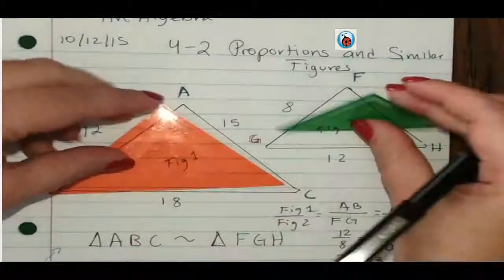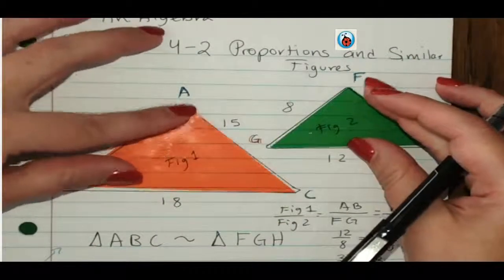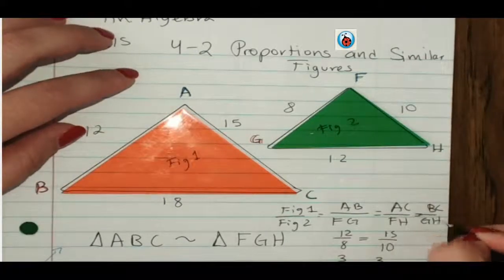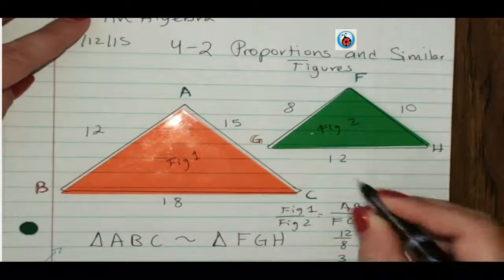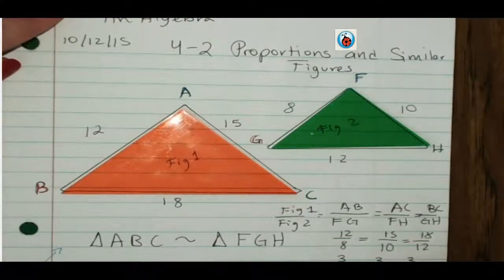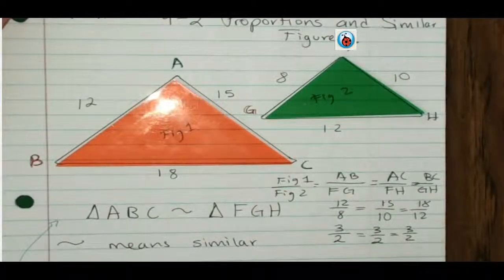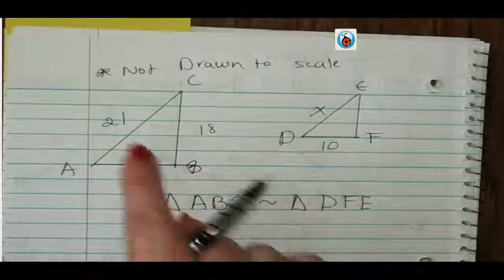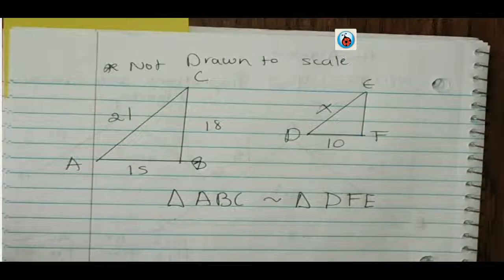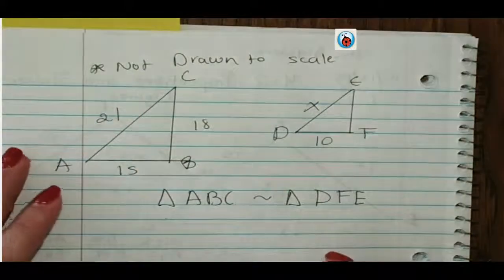Now we're missing a side. We could say that this should also equal BC and GH. And let's try that. BC is 18, GH is 12. This simplifies to 3 over 2. Do you see how their proportion is equal? My figure is not drawn to scale. I drew it. I didn't measure it. So without guiding our eyes by the sizes we see, that's why I say not drawn to scale.